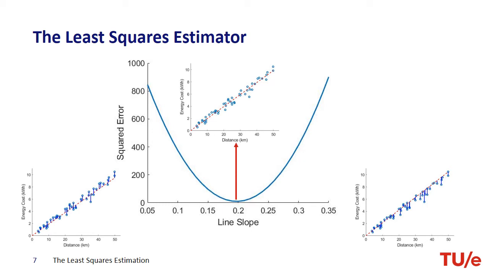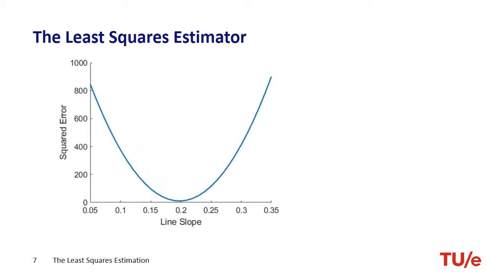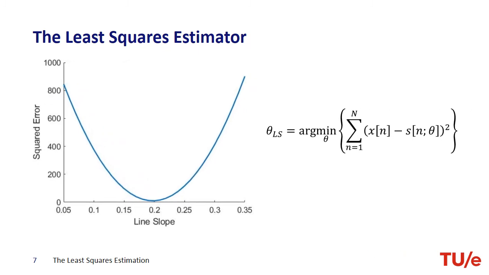But how do we find that? Well, obviously we can plot the squared error term for a bunch of parameter values, as we just did for this slide, and search for the minimum. However, there's a smarter way of finding the minimum. So let's start by writing down the formal description of the least squares estimator. The least squares estimator of the parameter theta is the value that minimizes the squared error term. And this is how you write this in a formal fashion.